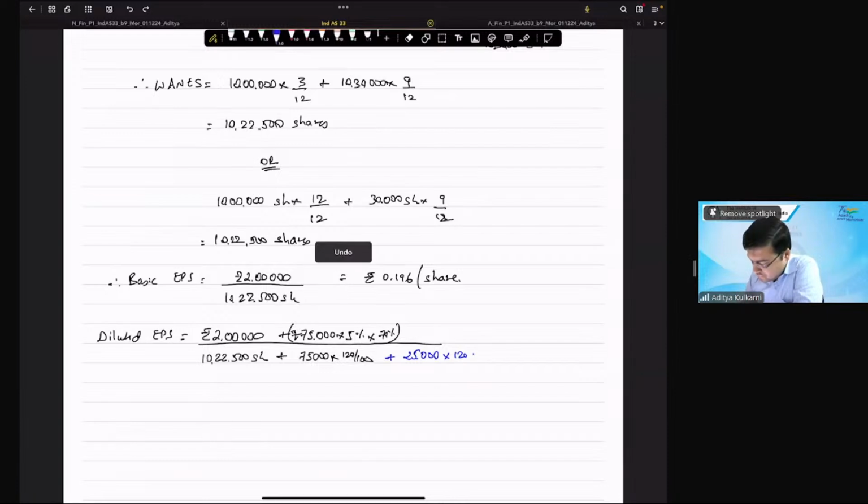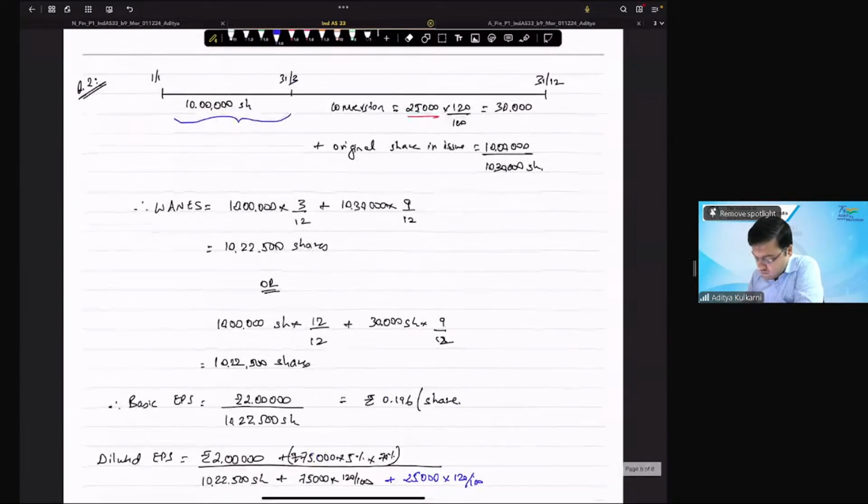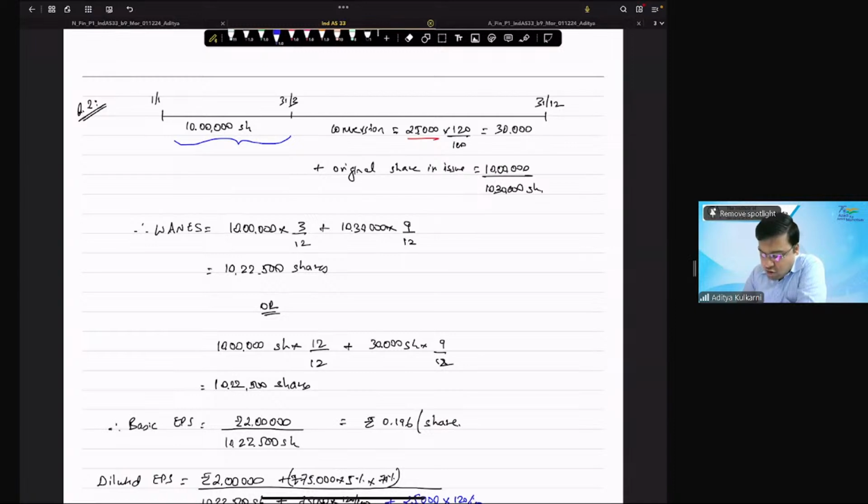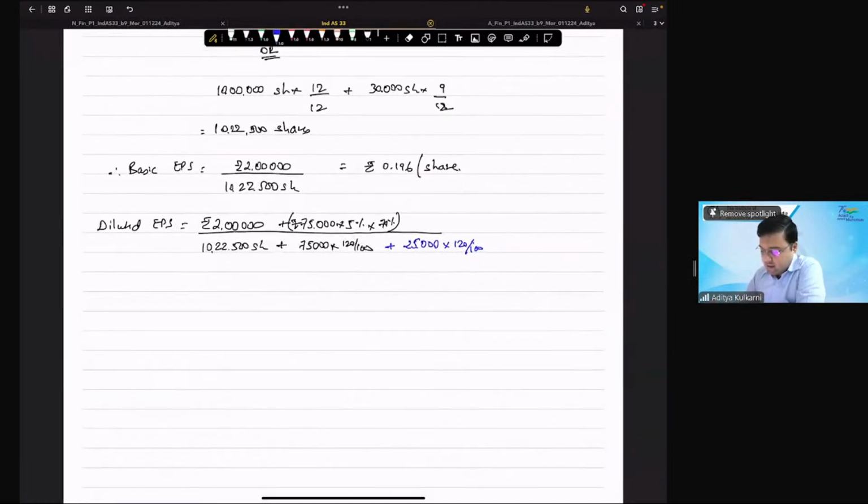Sir, the 10,22,500 that we have taken does not include this. What is included is the actual conversion. You are taking 10 lakh for the first 3 months, and for this period you are taking the actual conversion, right? That means for this period, they are still potential. So that is why we will have to consider that.